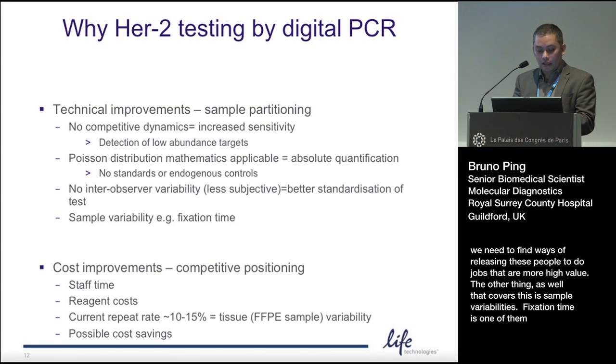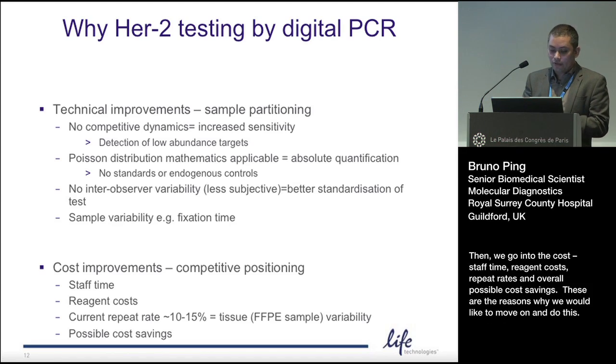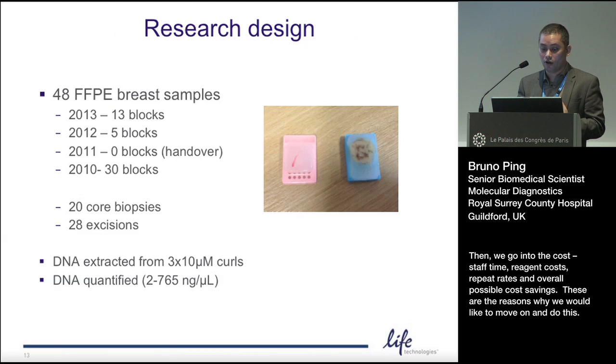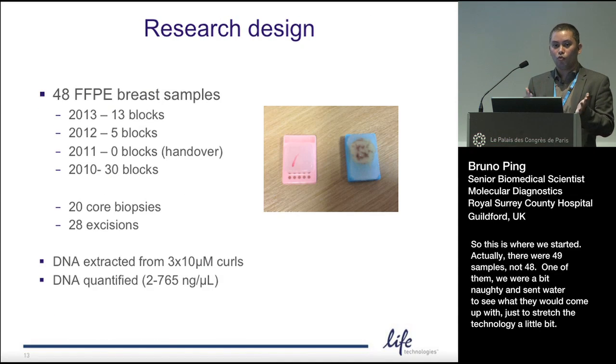And the other thing as well that I've covered is sample variabilities. Fixation time is one of them. Then we get going to the costs, staff time, reagent costs, repeat rates, and overall possible cost savings. These are the reasons why we would like to move on and do this. So this is what we started with.